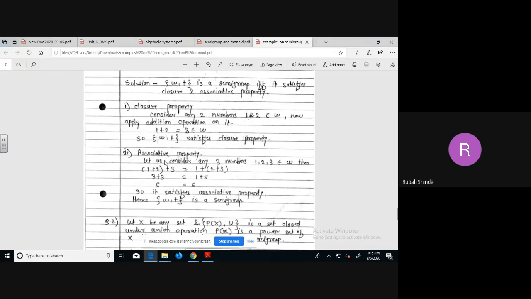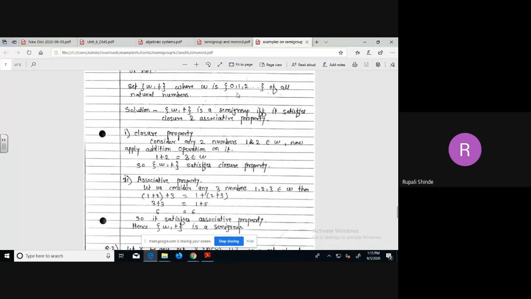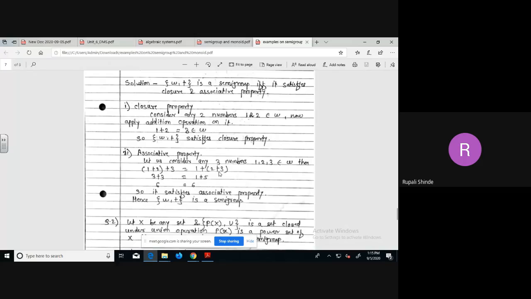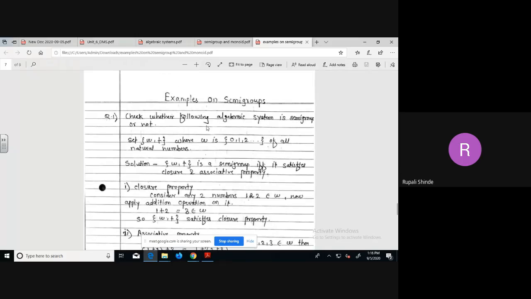Next, we have to check whether this satisfies the associative property. For this purpose, I have to choose any three numbers from this W. Here I have chosen 1, 2, 3, because all these three elements belong to the set of natural numbers. Now apply the associativity property on these three numbers. The first bracket contains 1 plus 2, plus 3. So 3 plus 3 equals 6. Now RHS: 1 plus, in bracket, 2 plus 3. Again 2 plus 3 equals 5, and 1 plus 5 is 6. Both sides are the same. So we can say that this satisfies the closure as well as the associativity property. That's why the given algebraic system is a semi-group.